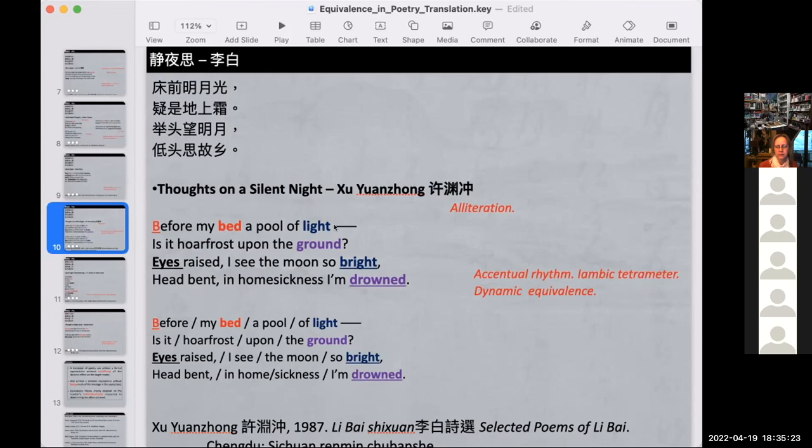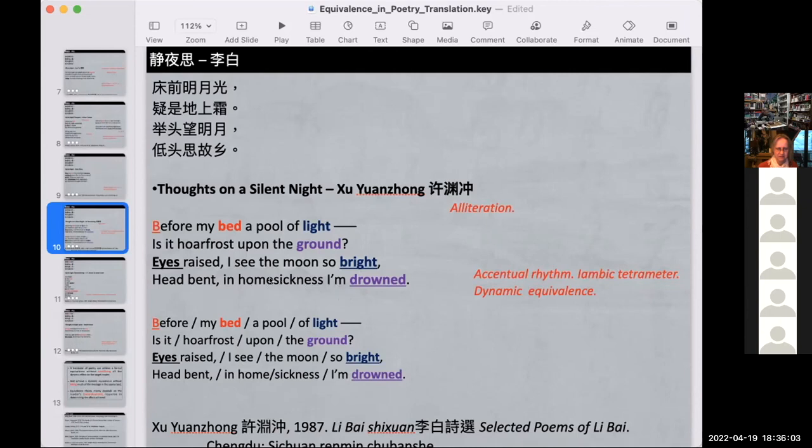That's why he's following a very hard path. He's treading on a very hard path. It's very difficult to translate classical poetry in this way. So there is something you have to sacrifice. What he has to sacrifice here is sometimes a line sounds unnatural. Like "eyes raised, head bent" sounds unnatural. And also "in homesickness, I'm drowned." Very unnatural. Not natural English, right? He has to sacrifice because he wants to end with "drowned." If we understand that, we may excuse him. Yeah, so it depends on the reader.